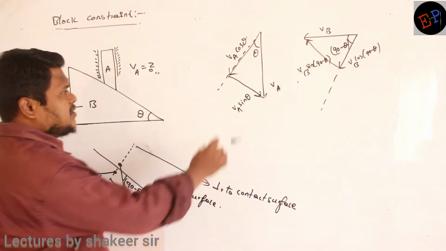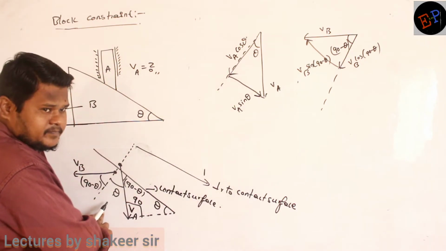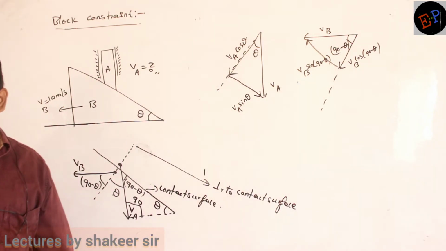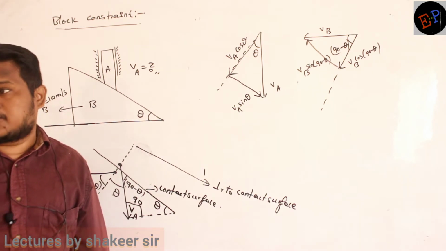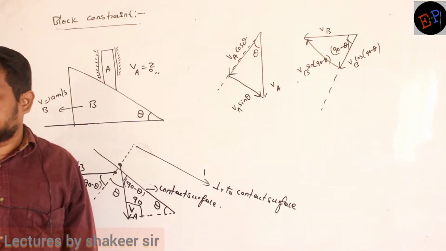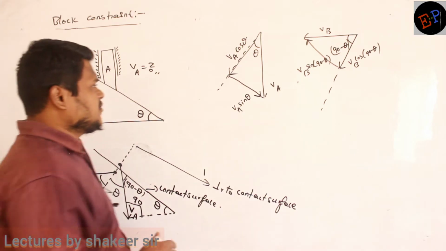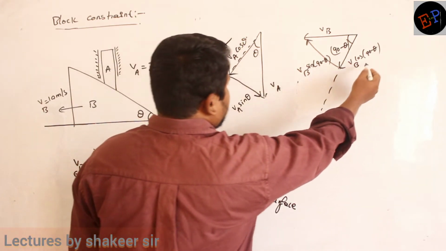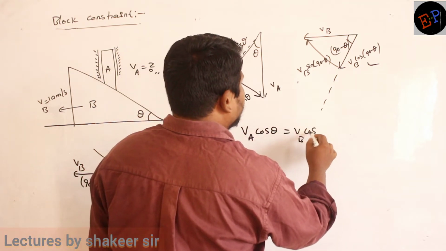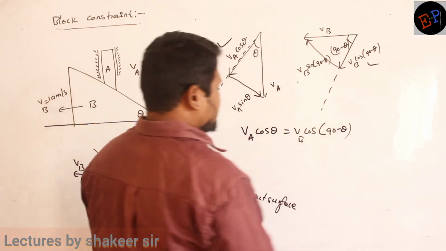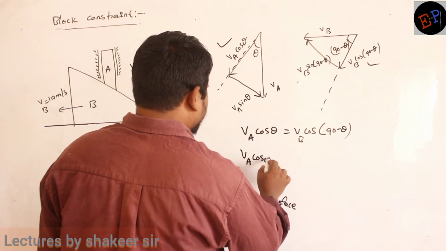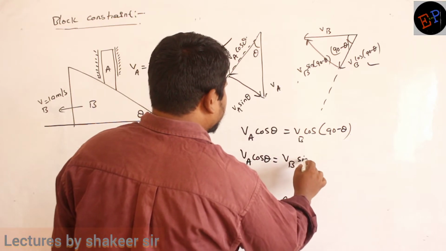Here VA cos theta is on this line. Here VB cos 90 minus theta is present on this line. Both those velocities must be equal. If they are not equal, one block will enter into the other block, which is not possible. So VA cos theta is equal to VB cos 90 minus theta. Cos 90 minus theta is sin theta. Therefore VA cos theta is equal to VB sin theta.